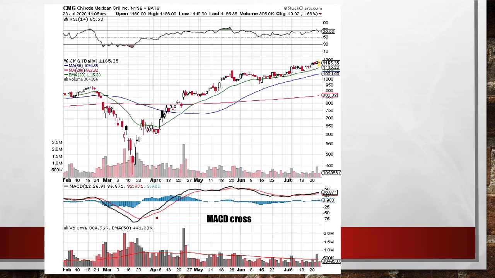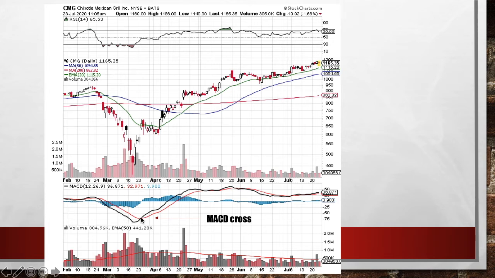Chipotle, we have this deep MACD cross here. By deep MACD cross, what I mean is the black line and the red line went very negative. You see these negative numbers here? When you see these lines go very far into negative territory, and then you get a cross like this, that's a powerful signal. It means that the momentum is really, really changing.